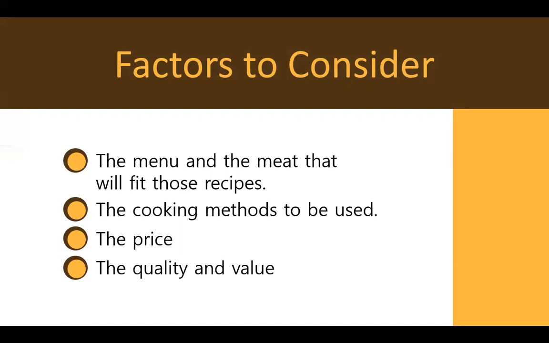Another factor to consider is the price. For example, how much can your customers afford and how much is your food service operation willing to pay for top quality meats. And quality and value. To assist in making quality meat purchases, many food service operations use guides such as the Meat Buyer's Guide. This guide provides institutional meat purchase specifications for quality meats and photos of various meat cuts to help ensure that meat purchases are consistent in quality and cut.